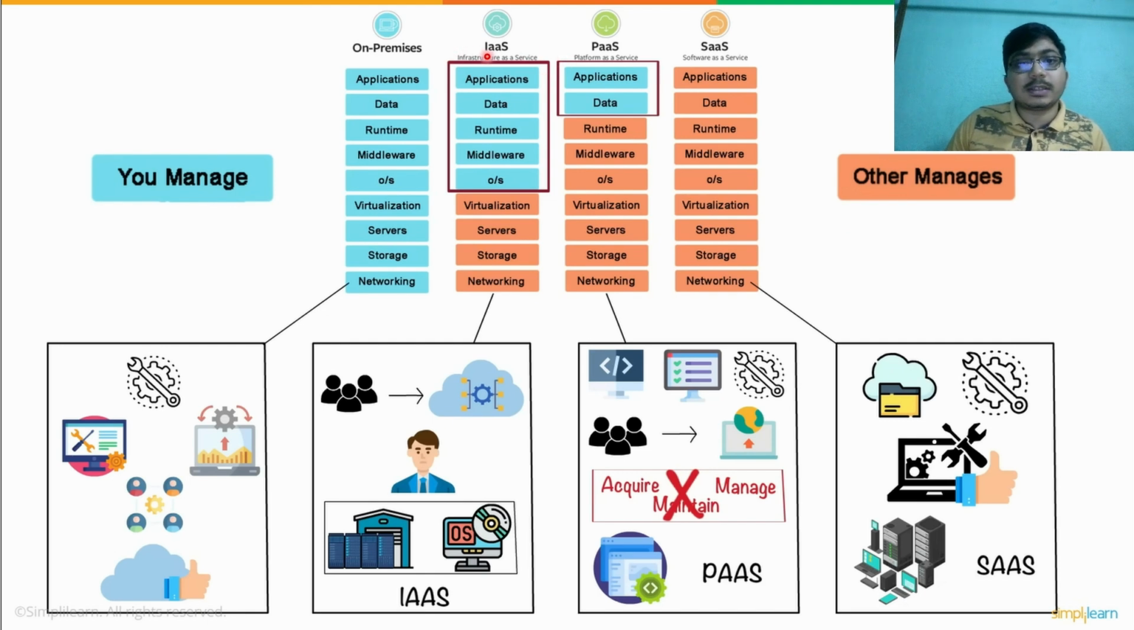So this is infrastructure as a service, IaaS. Then there is PaaS, that is platform as a service. Here you only manage the application and the data related to this application. So that is platform as a service. And then there is software as a service, where you don't have to manage everything.